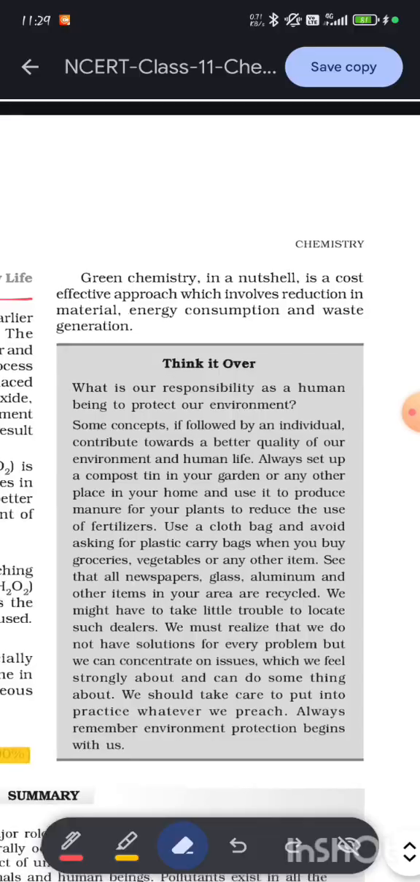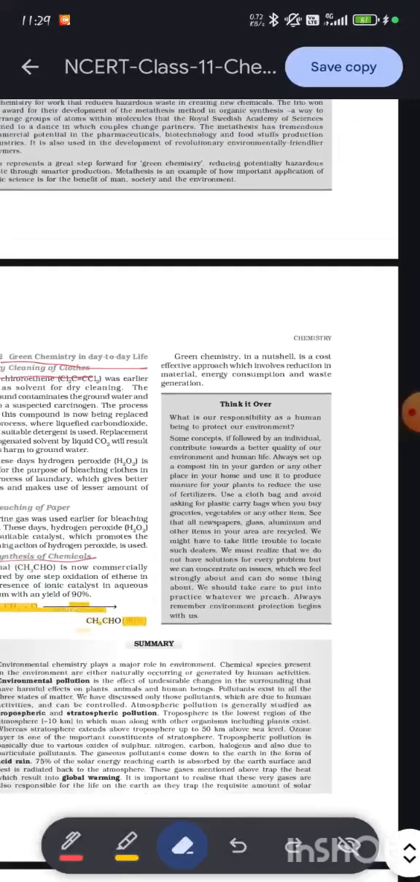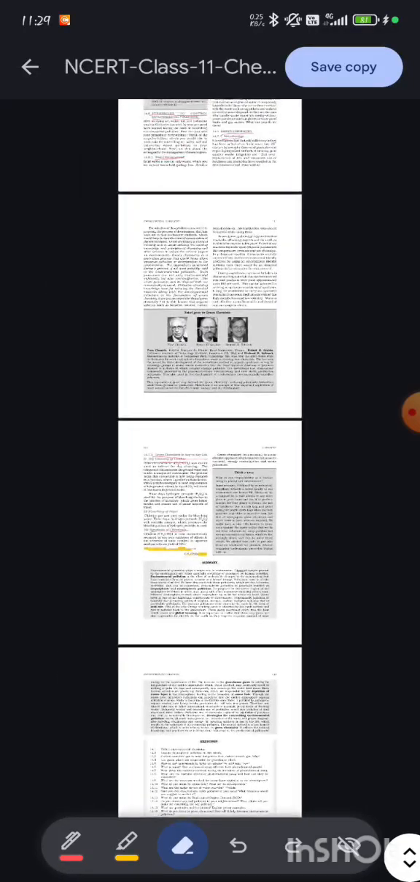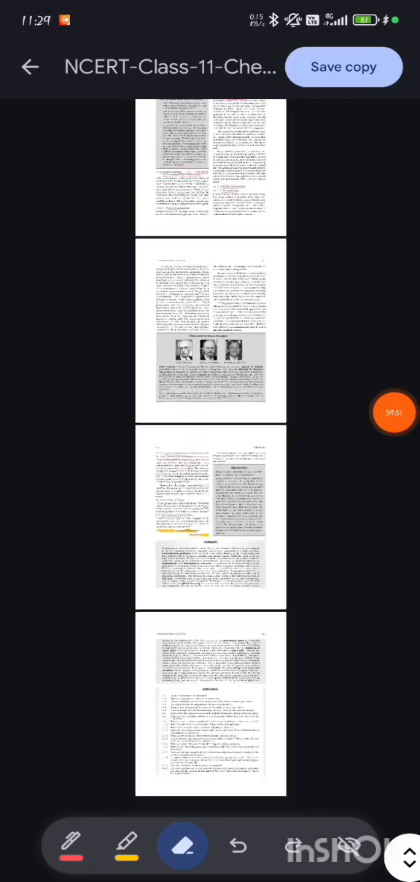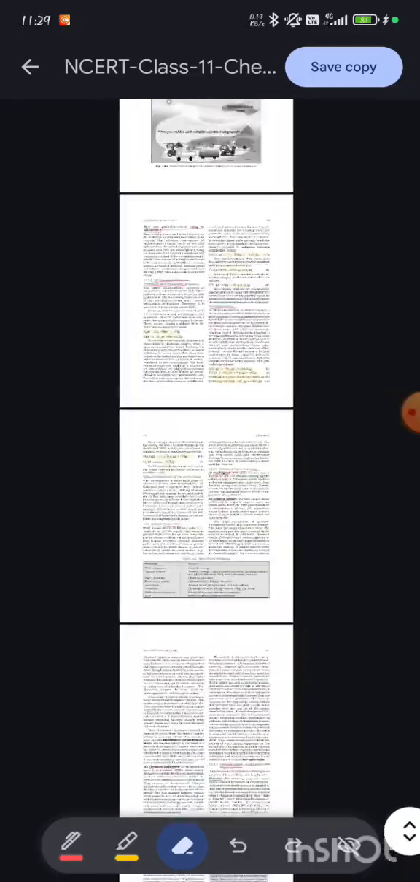Green chemistry in a nutshell is a cost-effective approach which involves reduction in material, energy consumption and waste generation. That's all. Complete this chapter, environmental chemistry. Thank you for listening.